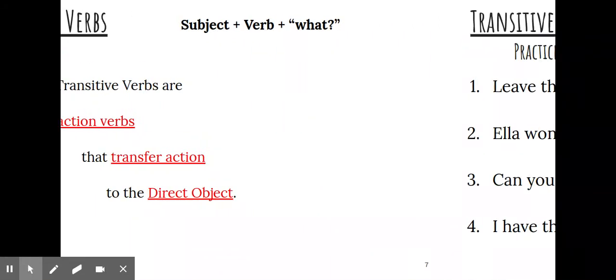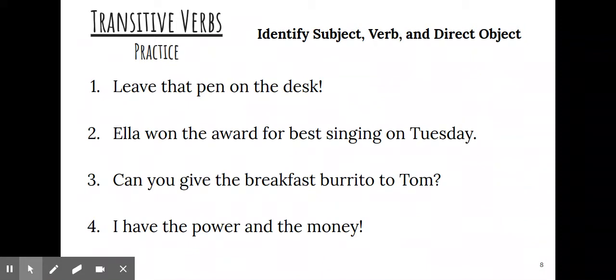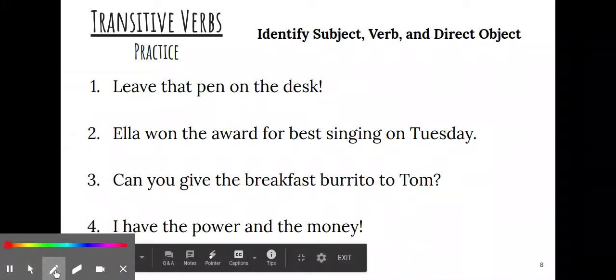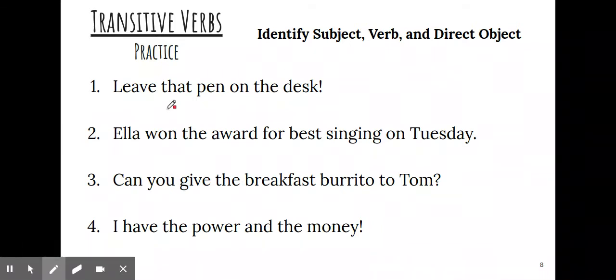So let's do maybe a couple of examples of this. It'd be a good idea for you to pause the video to work through these practice sentences for yourself. So here's what we would look at. I hope that you've already worked through these on your own, and you can check yourself as we go through. We're looking for subject, verb, and direct object.